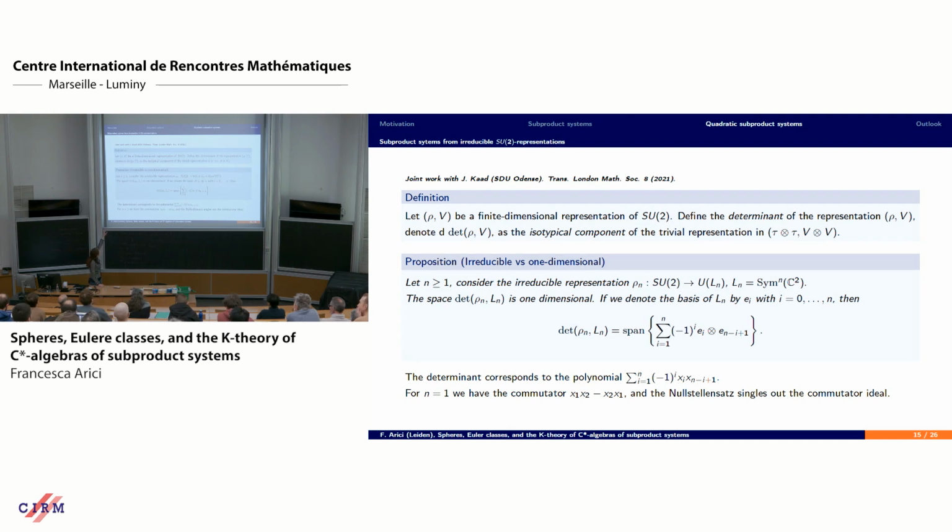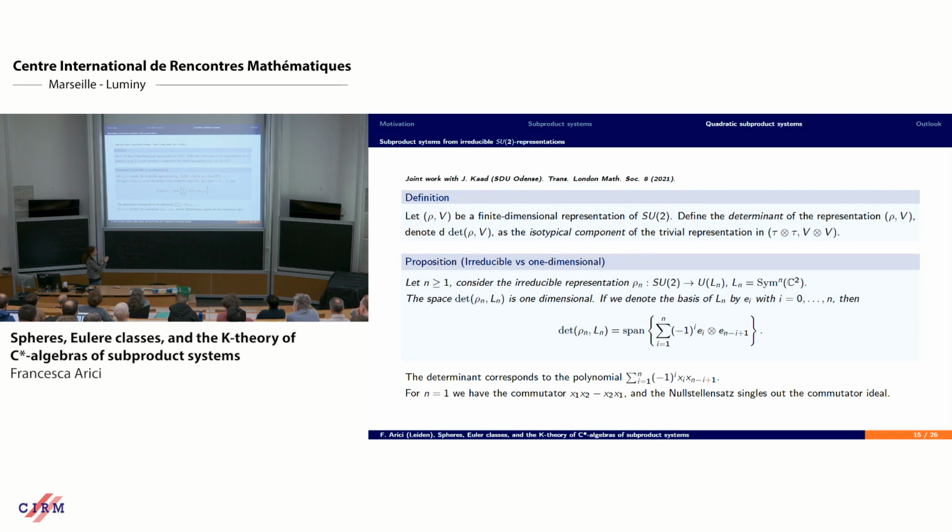But so we started looking at this with Jens. It took a long time, but it was published in 2021, while looking at SU2 representations. So we started with the finite dimensional representations of SU2. Of course, the reason why we did this was that SU2 is a three-sphere, so we wanted to understand the spheres. And we defined the determinant of the representation to be the isotypical component of the trivial representation inside the tensor of the representation with itself.